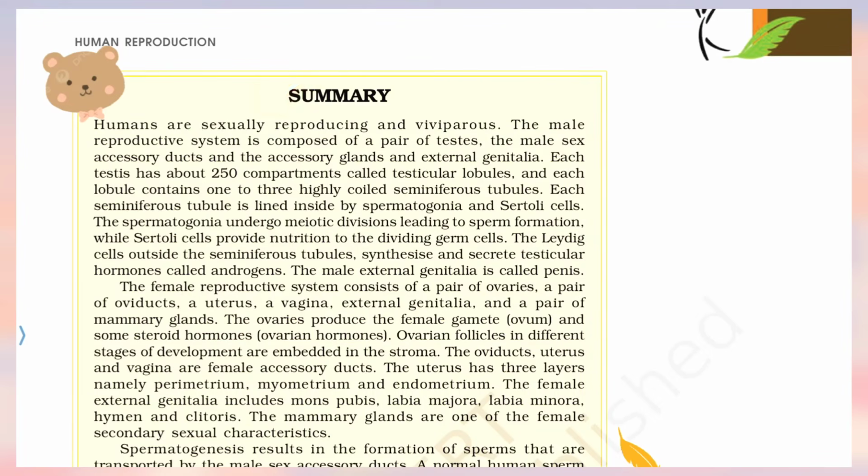Summary. Humans are sexually reproducing and viviparous. The male reproductive system is composed of a pair of testes, the male sex accessory ducts, the accessory glands, and external genitalia. Each testis has about 250 compartments called testicular lobules, and each lobule contains 1 to 3 highly coiled seminiferous tubules. Each seminiferous tubule is lined inside by spermatogonia and Sertoli cells. The spermatogonia undergo meiotic division leading to sperm formation, while Sertoli cells provide nutrition to the dividing germ cells. The Leydig cells outside the seminiferous tubule synthesize and secrete testicular hormones called androgens. The male external genitalia is called the penis.